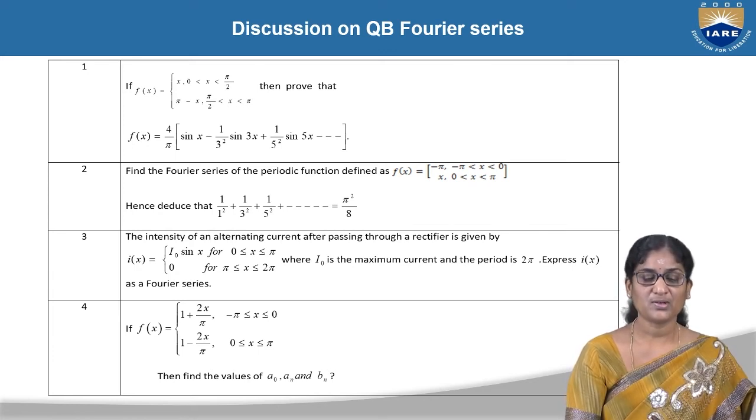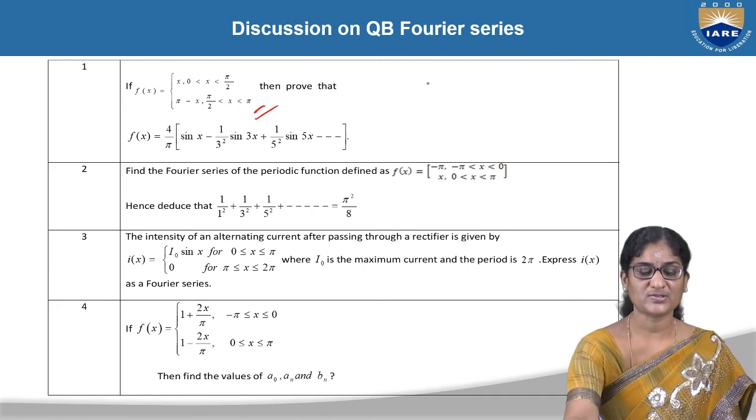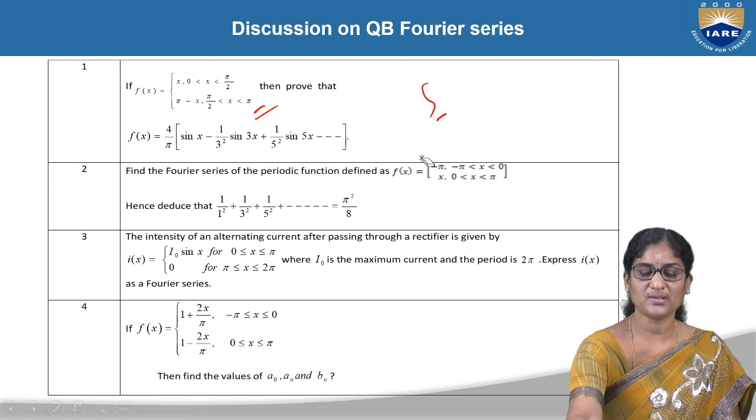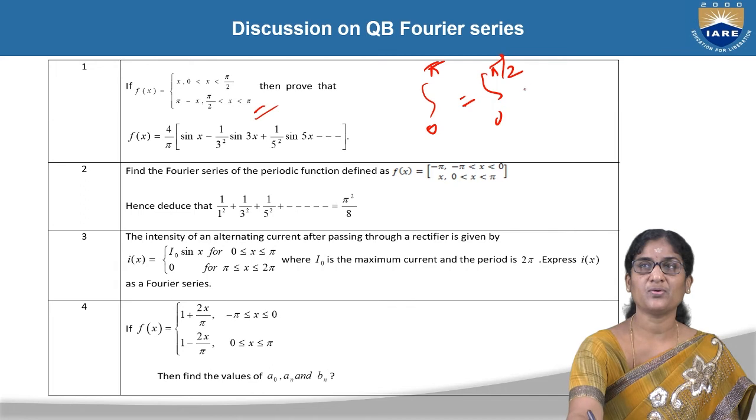So here it's a discontinuous function. When you're integrating from minus pi to pi, the complete interval can be split up into two parts, that is 0 to pi by 2 plus pi by 2 to pi. So two parts we need to find out.